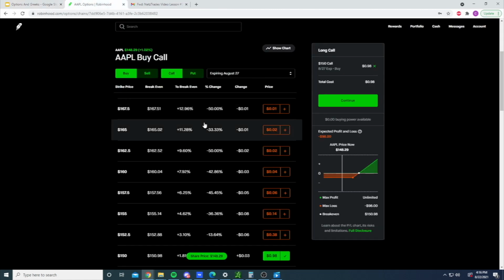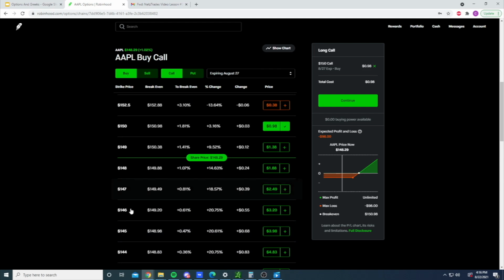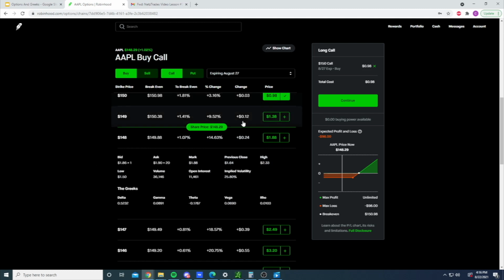So let's go back to Robinhood here and go back to this 148 at the money call. When you click on the options in whatever brokerage you have, you'll be able to see the Greeks. Every brokerage will show you this. The first one you see here is delta. Delta is 0.523, meaning that if Apple were to go up $1 from the price point it's currently at, 0.5232 would be added to this 1.88 premium.